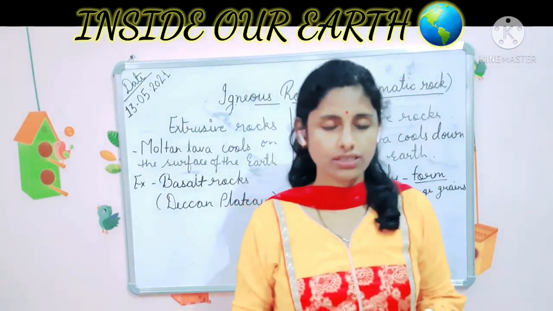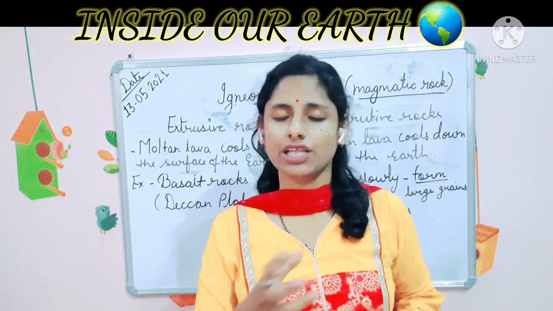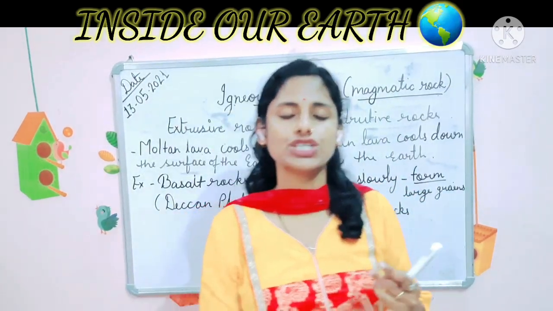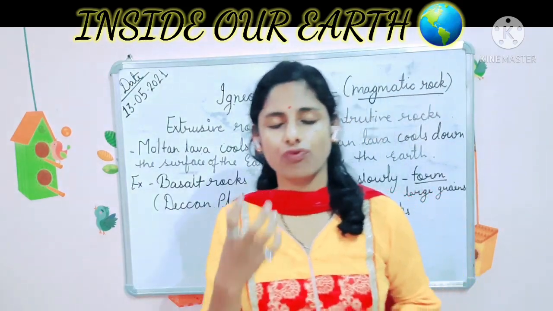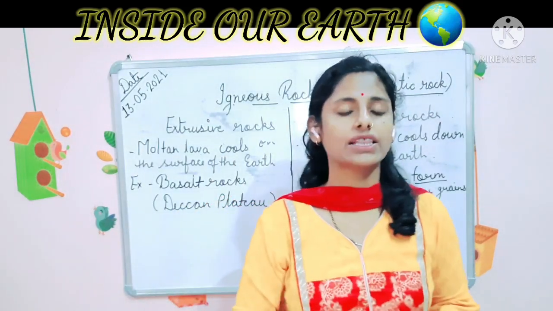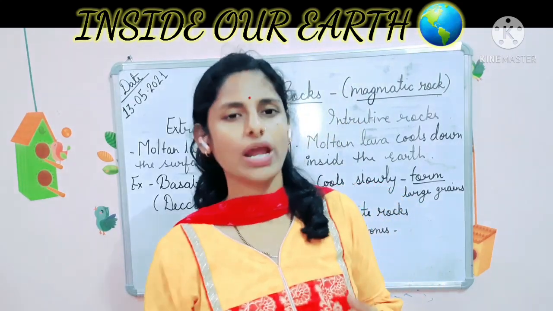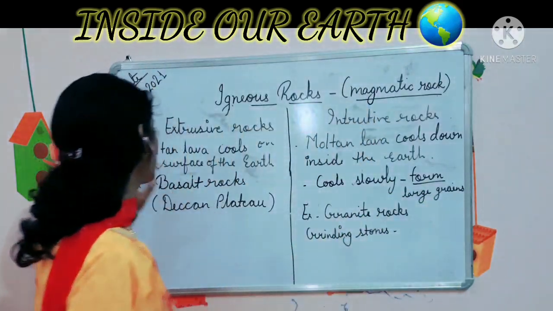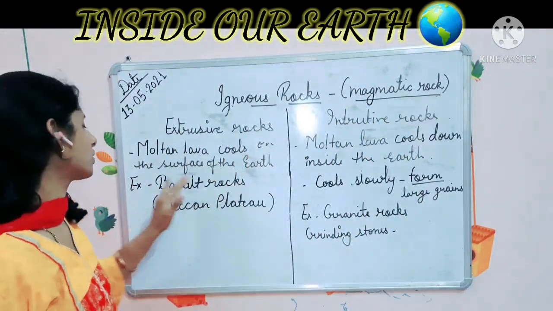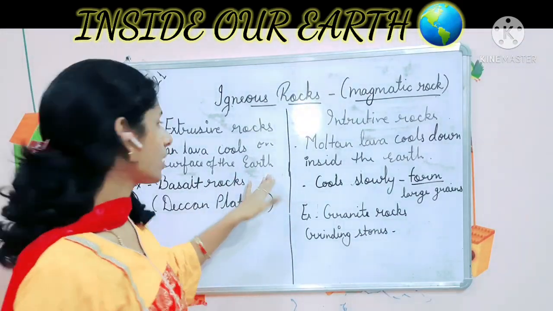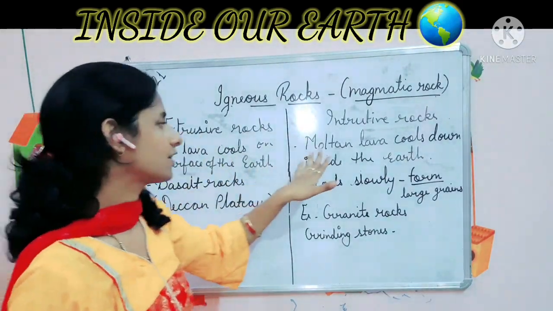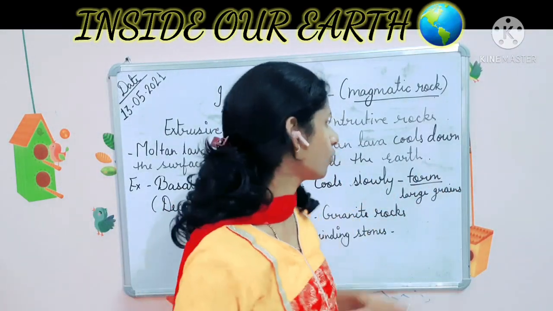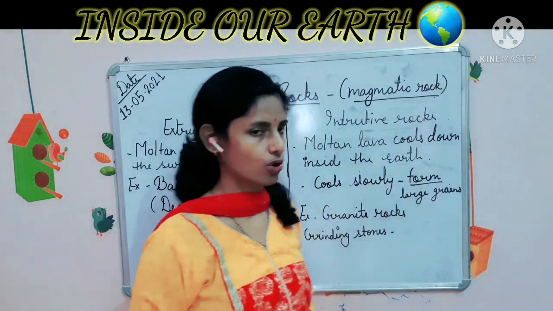As we know, when a volcanic eruption takes place, the molten magma comes to the surface, and through cooling and solidification it forms rocks, and these rocks are known as the igneous rocks. The process in which the molten magma cools on the surface of the earth gives the extrusive rocks, and the molten magma that cools down inside the earth gives the intrusive rocks.